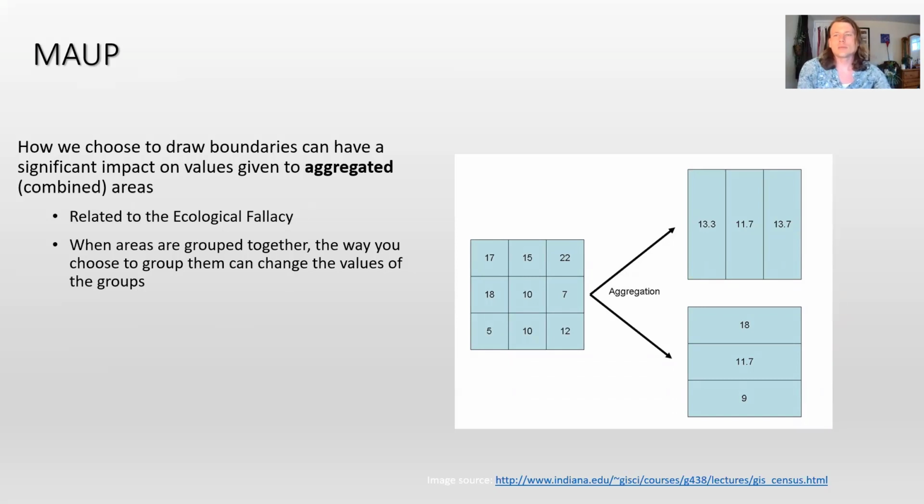How we choose to draw these boundaries has a really big impact on the values given to these aggregated areas. So this is related to the ecological fallacy. When areas are grouped together, the way you choose to group them can change the values of the groups.